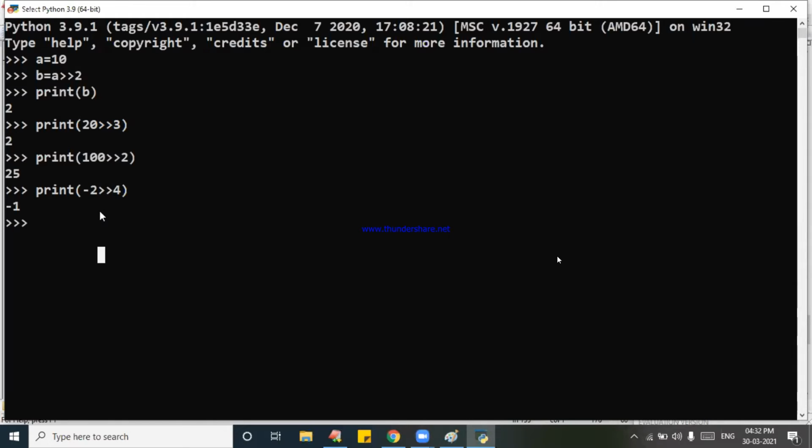Minus 2 by, what is that answer? Minus 2 double slash 2 to the power of 4. 2 to the power of 4 means what? 16. So it is going to give you that result.